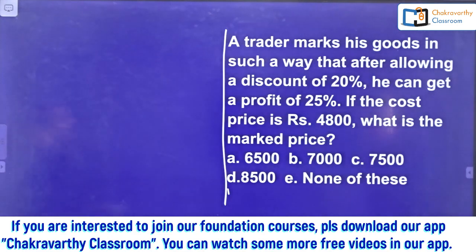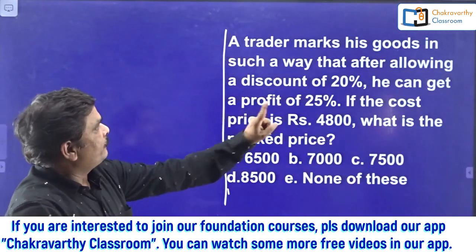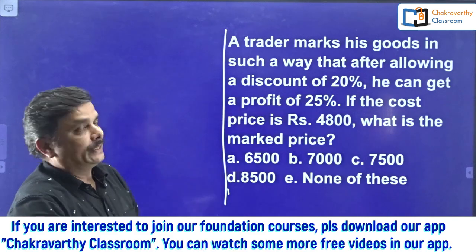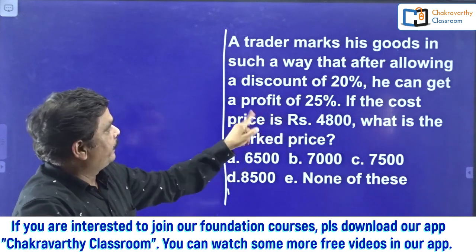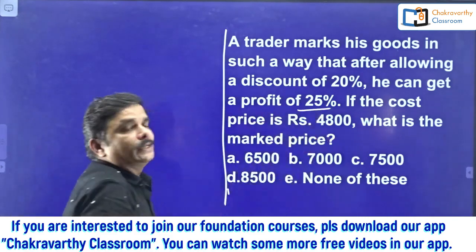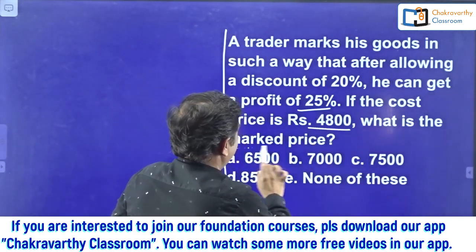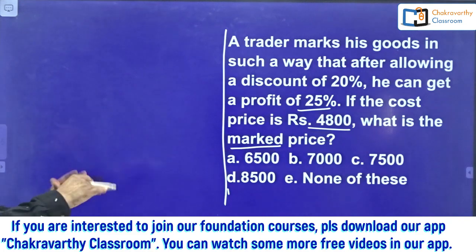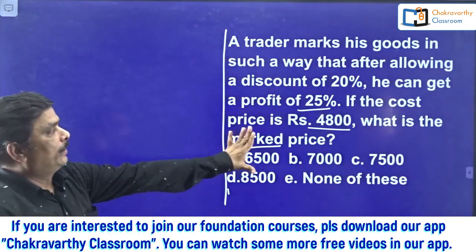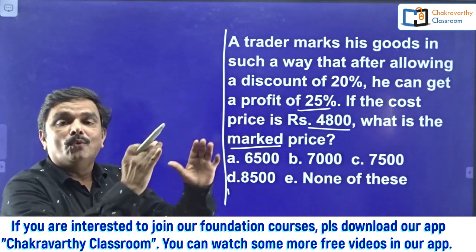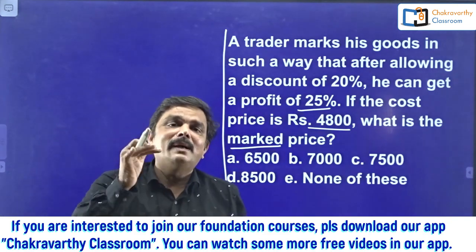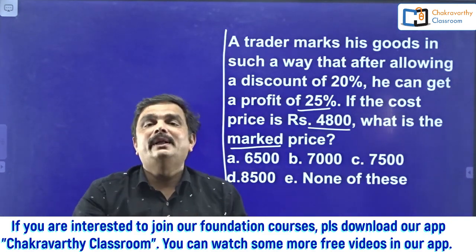A trader marks his goods in such a way that after allowing a discount of 20%, he can get a profit of 25%. Then if the cost price is 4,800, what is the marked price? They have given the cost price, I need to find out the marked price. But to go for that, we will go with the imaginary numbers by following the unitary method.